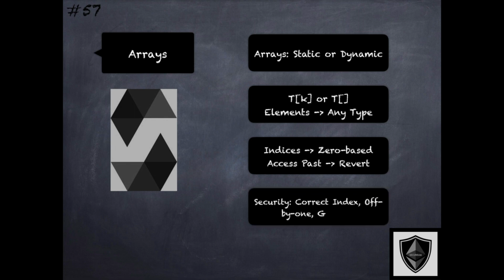So from a security perspective, arrays are very commonly used in smart contracts. The things to pay attention to are to check if the correct index is being used, especially in the context of indices being zero based, and to check if arrays have an off by one error, where they're being accessed either beyond or below their supported indices, in which case such an access could lead to an exception and the transaction would revert.